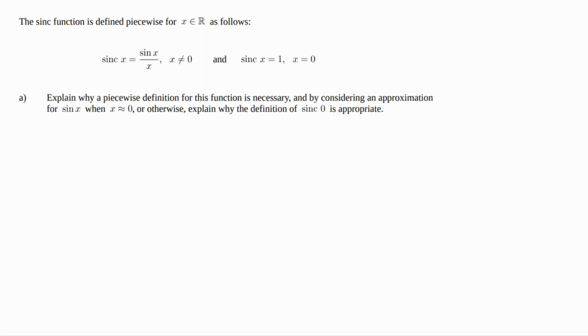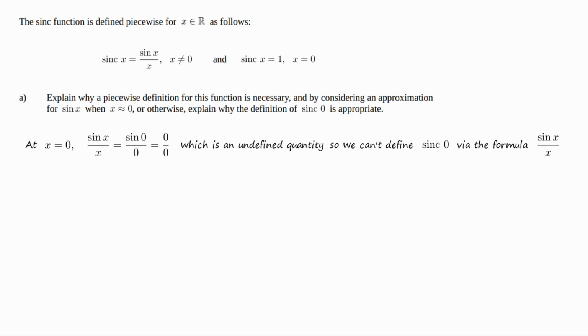when x is close to 0, or otherwise, explain why the definition of sinc 0 is appropriate. We can note that if x equals 0, then sin x over x is sin 0 over 0, which is 0 over 0, which is an undefined quantity. And so we can't use the formula sin x over x to define sinc 0.